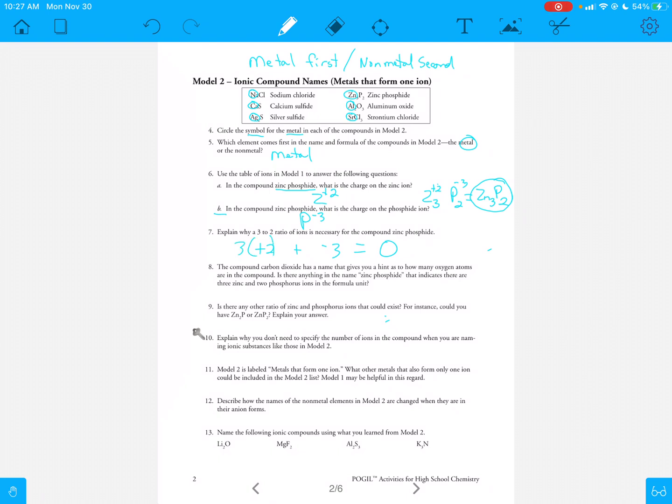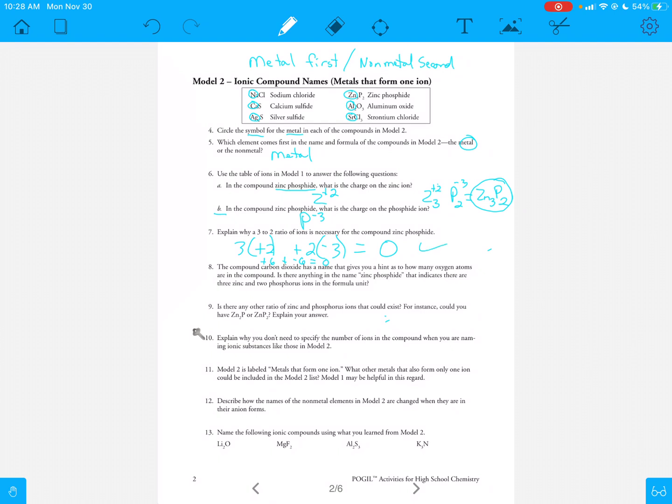And this is going to have to be a -6. So I'm going to have to multiply that one by a 2. And that's going to give me 3 times a +2 gives me a +6. And then we have 2 times a -3, it gives me a -6. And that, of course, really does equal 0, okay? And so that's where we get that.